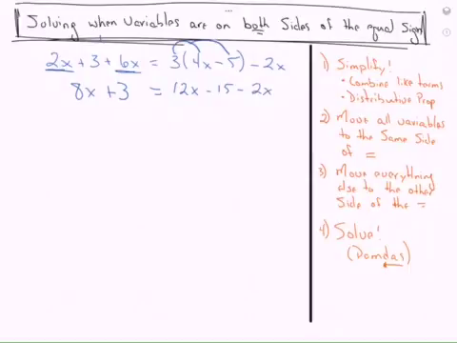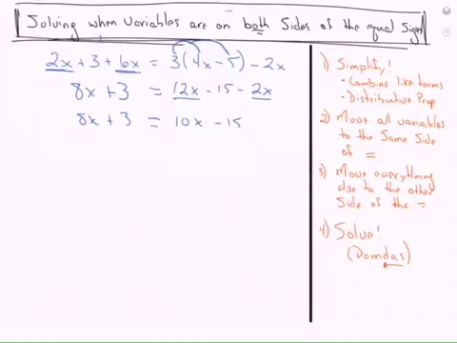Now I've done my distributive property, but on the right-hand side, I'm not done all the way. I still have to combine my like terms. I have two x values there, so I'm going to take those two things and combine them. That's a 12x and a minus 2x, and that's going to yield a 10x, and then a minus 15 still on the side. On the other side of the equal sign, I still have my 8x plus 3. So I have both of these quantities, and now I have done everything that I can as far as simplifying.